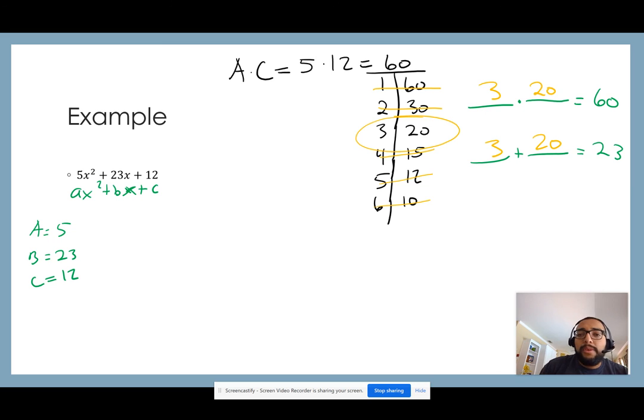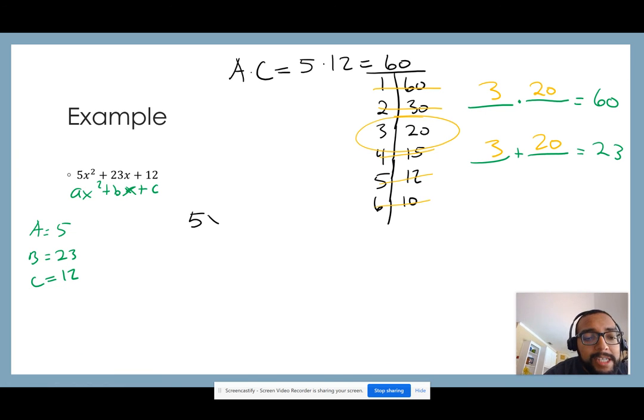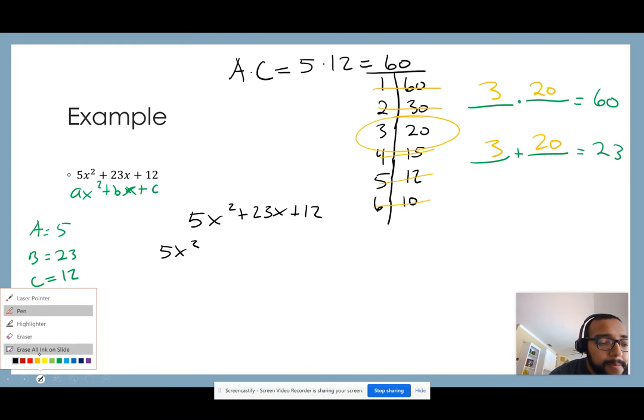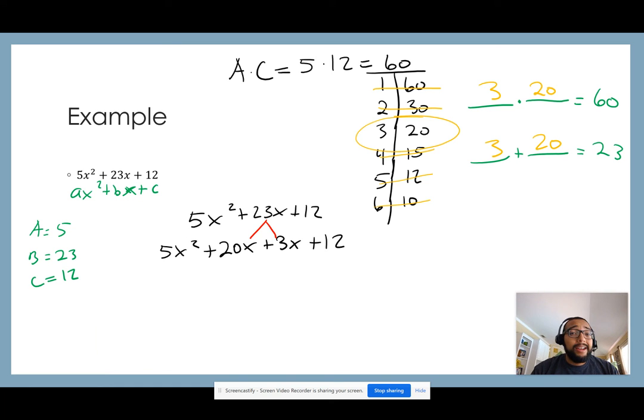Why? Because 3 plus 20 is 23, and 3 times 20 is 60. So the reason why that's important is because with my expression 5x squared plus 23x plus 12, I can now rewrite that middle term. Oh, my bad. Let me keep them black. I can now rewrite that middle term as a 20x plus a 3x. Again, I'm keeping the 5x squared and the 12 the same. I'm only splitting up this 23x to be a 20x and a 3x.